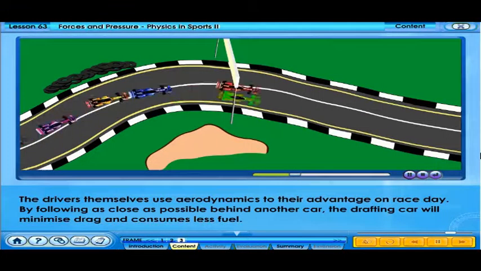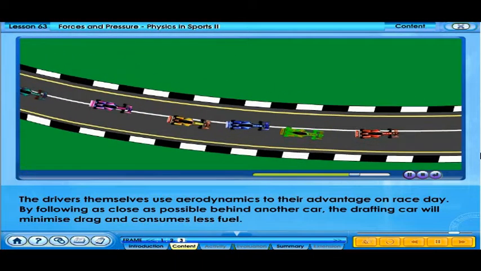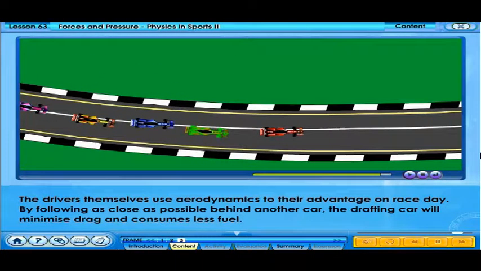The drivers themselves use aerodynamics to their advantage on race day. By following as close as possible behind another car, the drafting car will minimize drag and consume less fuel.